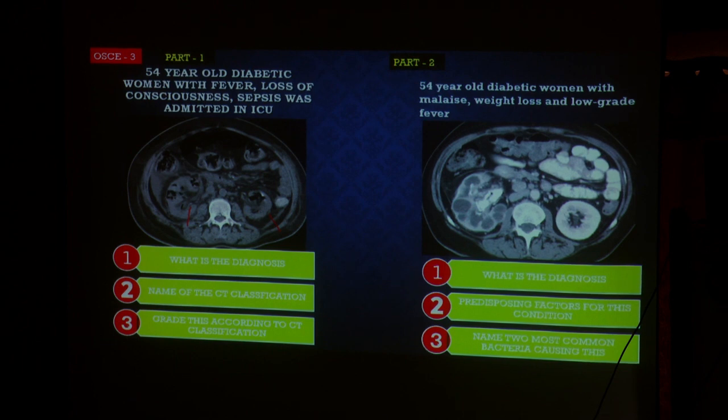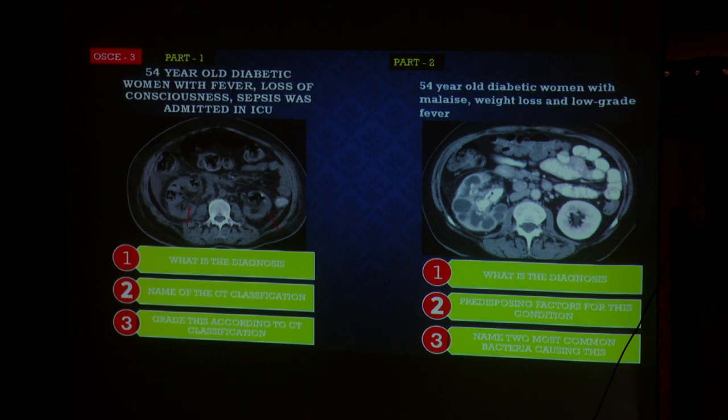In grade 1, there will be gas collection within the excretory system, within the renal pelvis only. In grade 2, there will be gas collection within the renal parenchyma. When there is extrarenal extension into the perirenal space or the pararenal space, that is classified as grade 3. Whenever there is bilateral renal involvement or involvement of a solitary kidney, that is classified as grade 4. So you have to read about the Huang-Tseng classification.